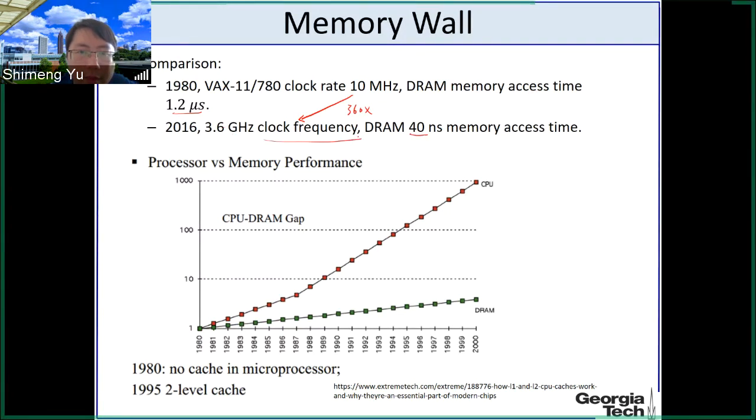nanoseconds. So this is like 30x. So your processor improved by 360 times, but DRAM only improved by 30 times. Therefore, the processor outpaces the DRAM's performance, and we are seeing this problem right now in today's computer architecture design. So any questions?